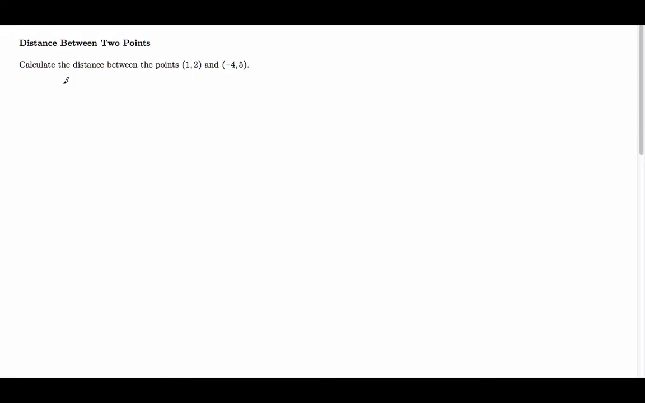For this question, we've been asked to calculate the distance between the points (1, 2) and (-4, 5). So we know from the work we've done so far that the distance between 2 points is defined as the square root of (x1 minus x2) all squared plus (y1 minus y2) all squared. Now it doesn't matter which one we call (x1, y1) and (x2, y2).